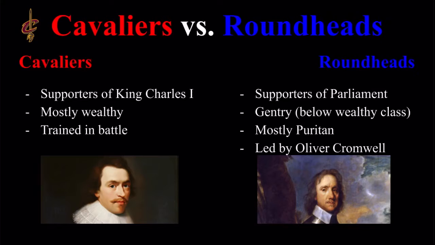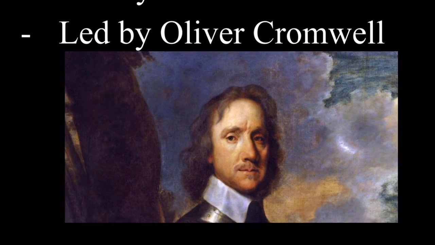So then what starts to happen is you have this battle between the Cavaliers and the Roundheads. So the Cavaliers, they're supporters of the king, King Charles, and they're mostly wealthy people, and they're trained to battle. Meanwhile, the Roundheads, they're supporters of the Parliament. They don't want the king, and basically they are mostly Puritan. They're below the wealthy class. They're still pretty rich, and they're led by this man named Oliver Cromwell.